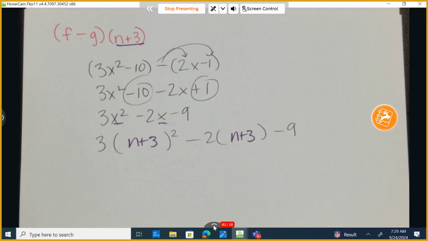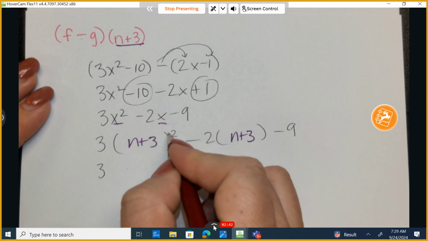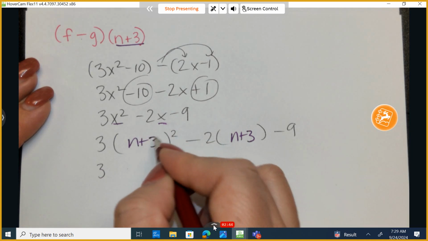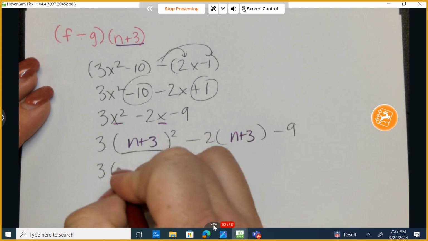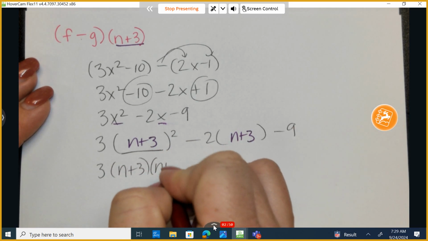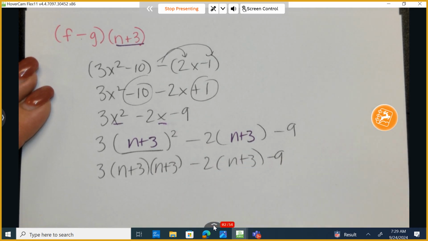I believe that probably the most common mistake in this problem comes at this point. This is not n squared plus 9. It's taking this entire quantity, n plus 3, and we're going to square it, or write it down twice because we're taking it times itself 2 times. Really common mistake I see.